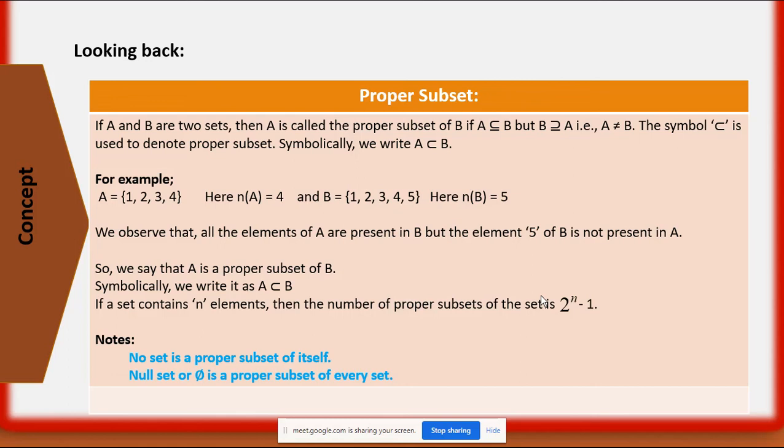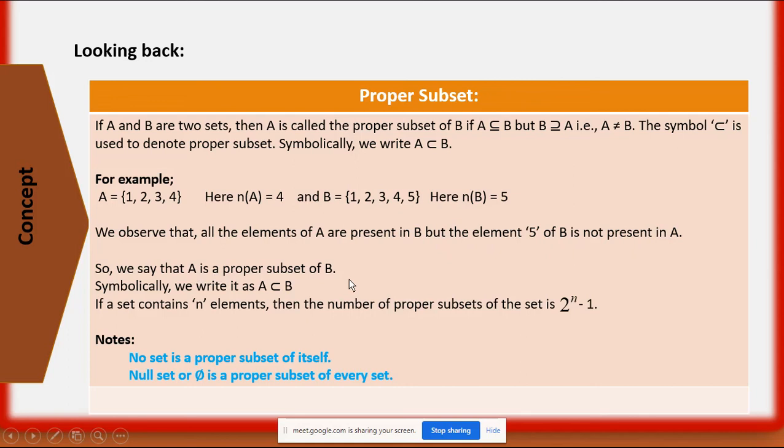From the example, set A has 1, 2, 3, 4 as elements, so the number of elements in A is 4, and B has 5 elements. We observe that all elements of A are present in B, but the element 5 of B is not present in A. So we say A is a proper subset of B. Symbolically, we write it with this symbol of proper subset.